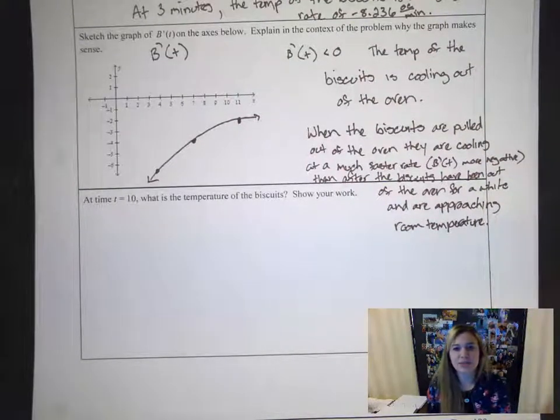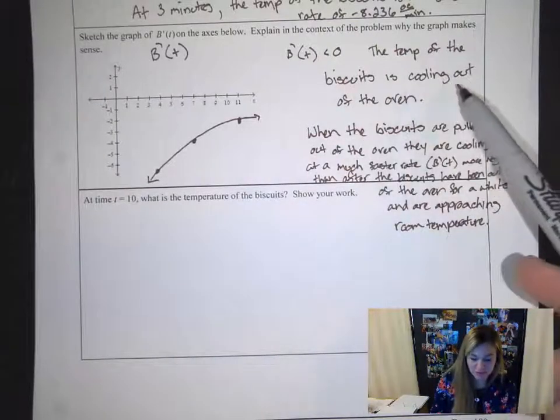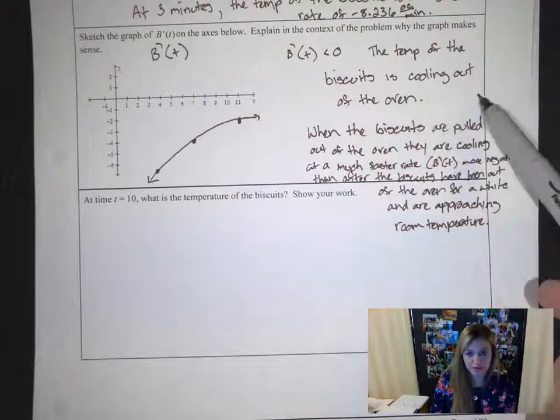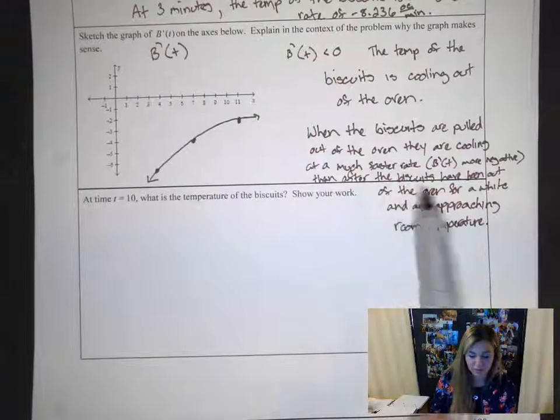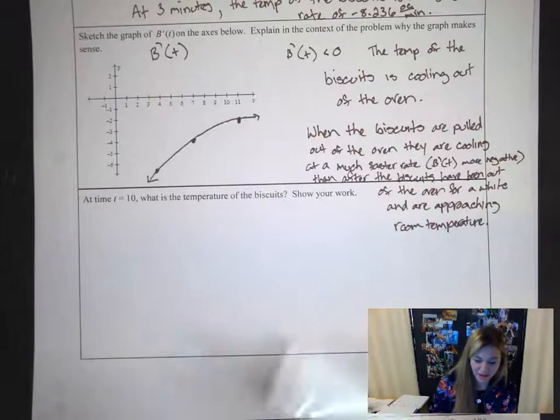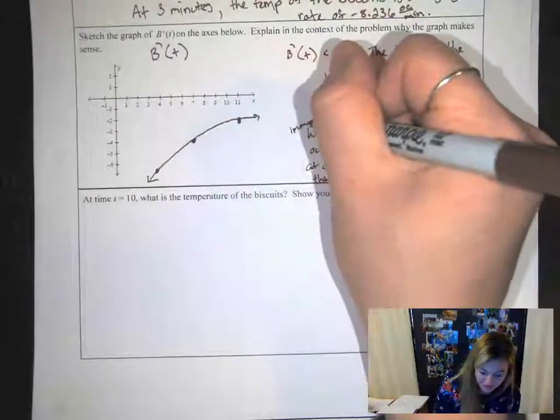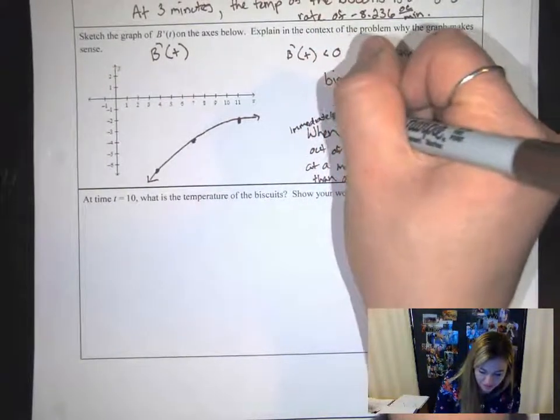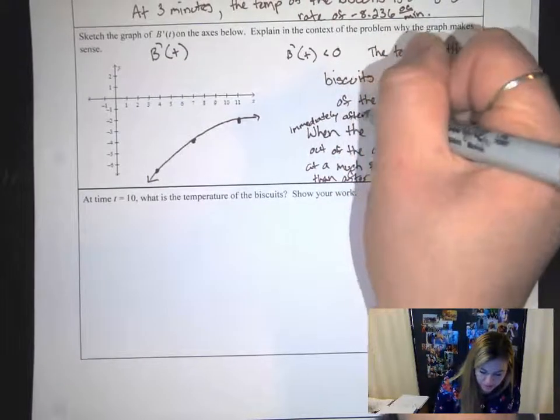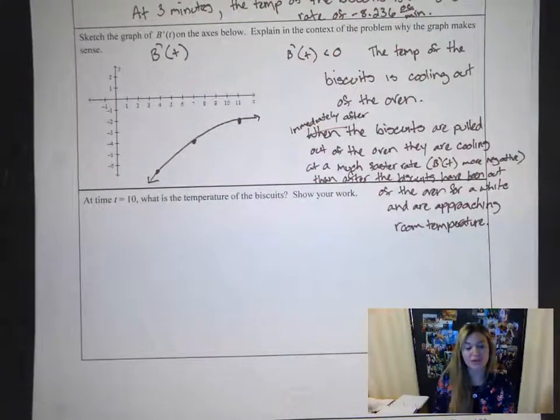Okay, so let's actually compare what you wrote and what I wrote. So when the biscuits are pulled out of the oven, they're cooling at a much faster rate. B prime of t is more negative than after the biscuits have been out of the oven for a while and are approaching room temperature. So this B prime of t is less than 0. The temperature of the biscuits is cooling out of the oven. I agree with that. But when they are pulled out of the oven, they're cooling at a much faster rate. Or I can say immediately after biscuits are pulled out of the oven, they're cooling at a much faster rate than after they've been out for a while.